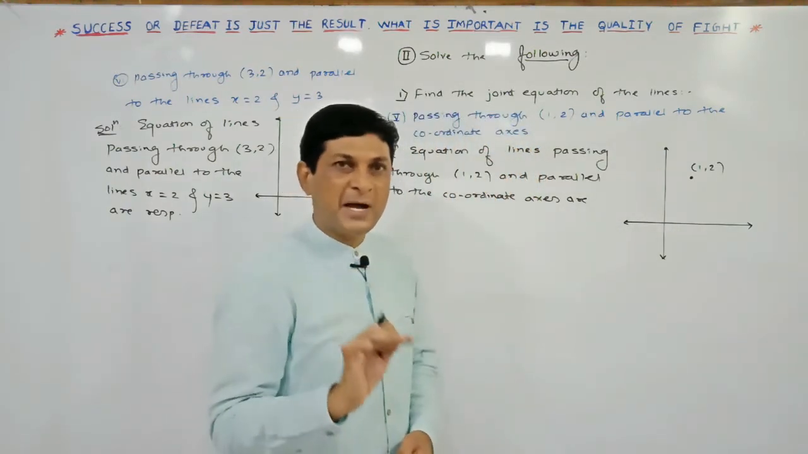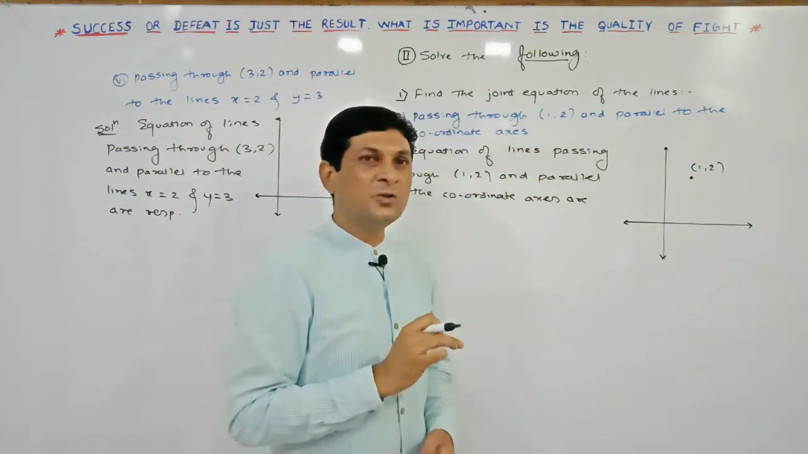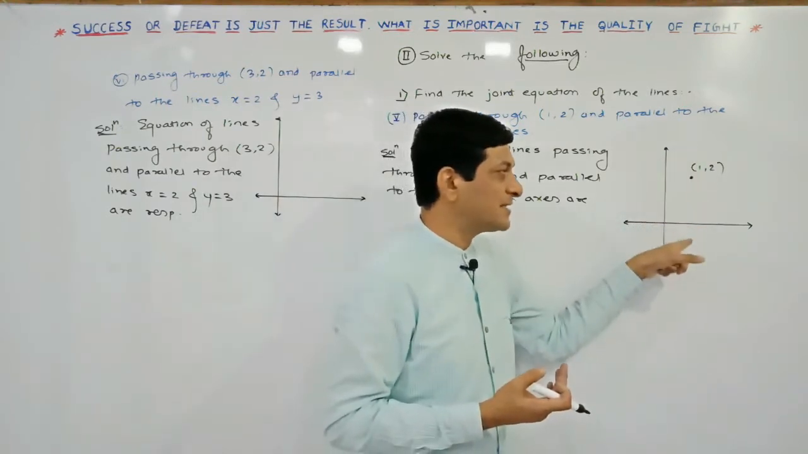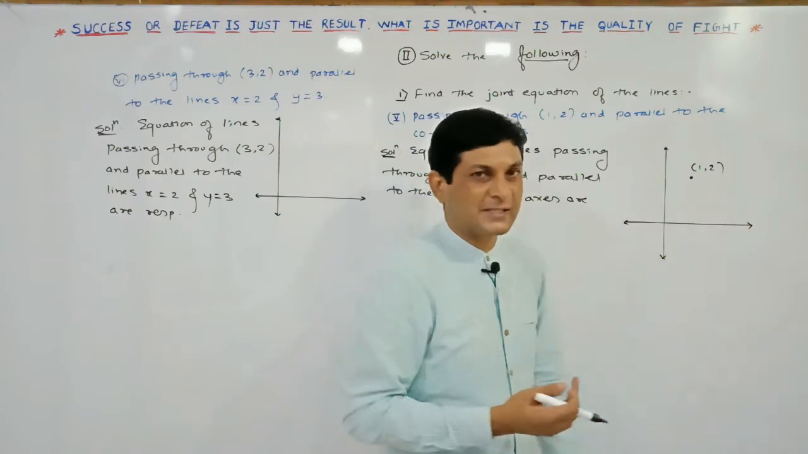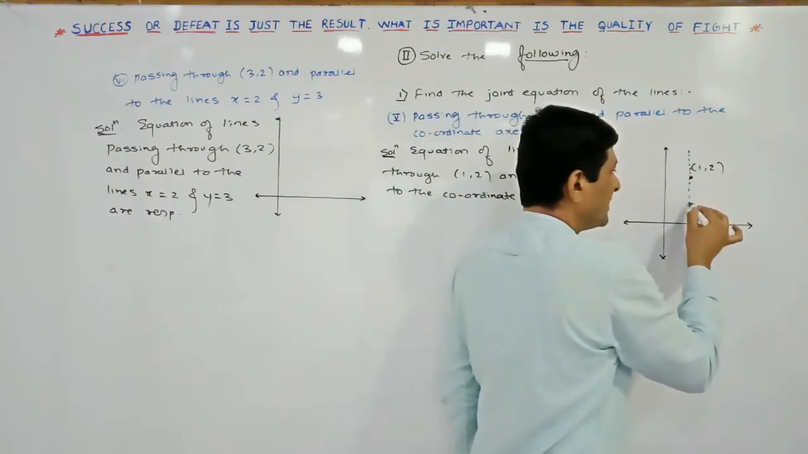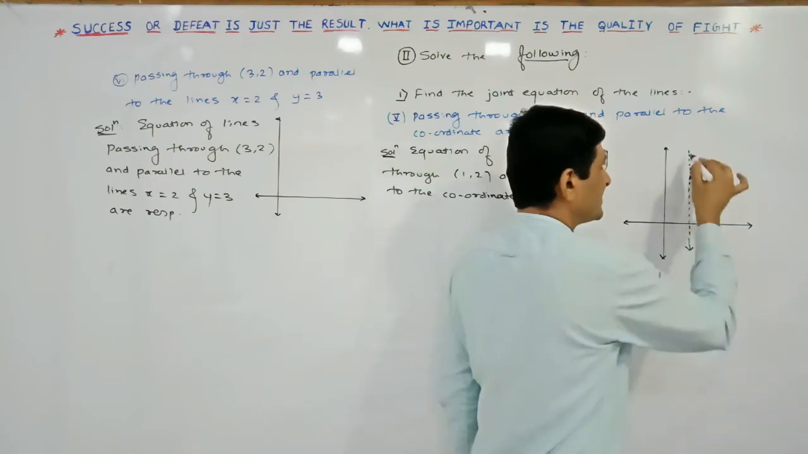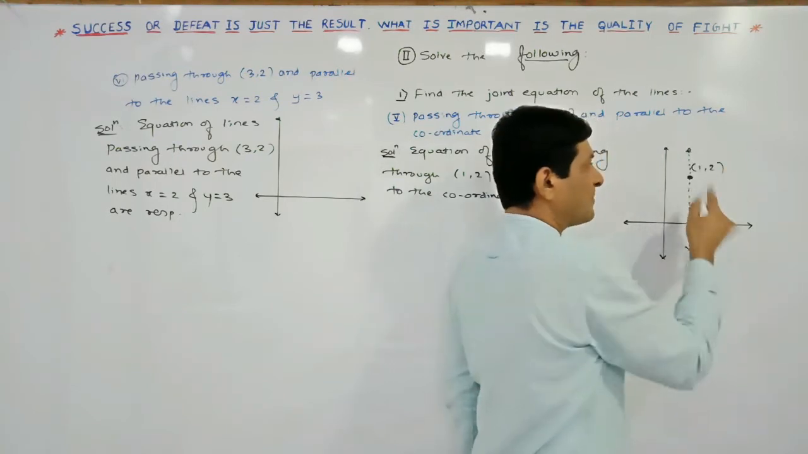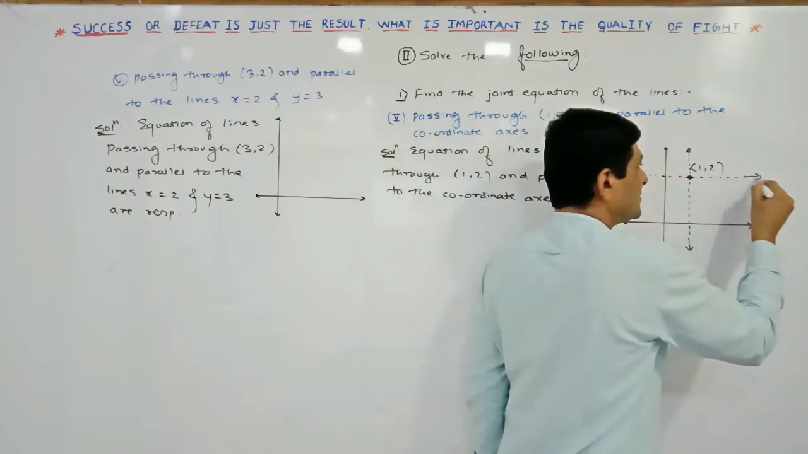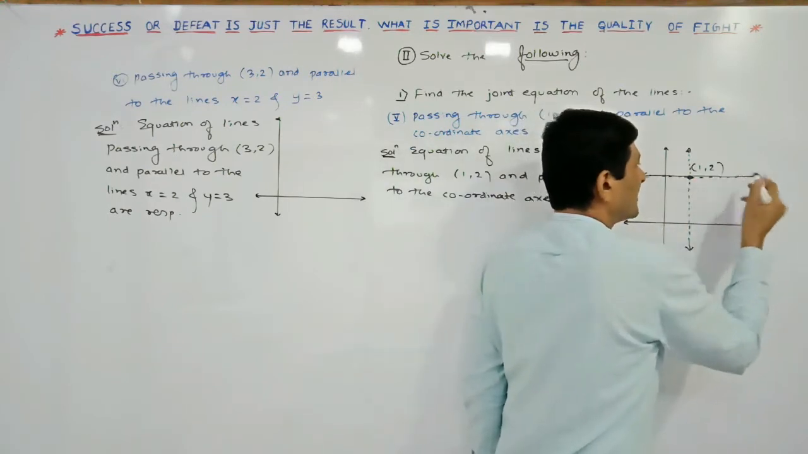Okay, so the line passes through this point and is parallel to the coordinate axes. Parallel to the coordinate axes means one line is parallel to the y-axis and another line is parallel to what? X-axis. Means the line passes through this point and is parallel to what? Coordinate axes. Let this be the line which passes through this point (1, 2) and is parallel to the y-axis, and let this be another line which passes through this point and is parallel to what?